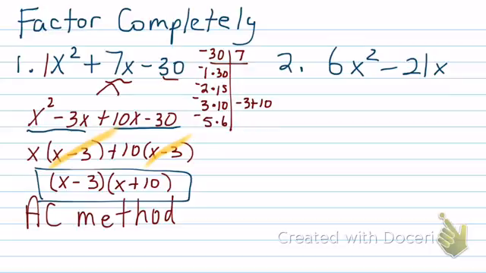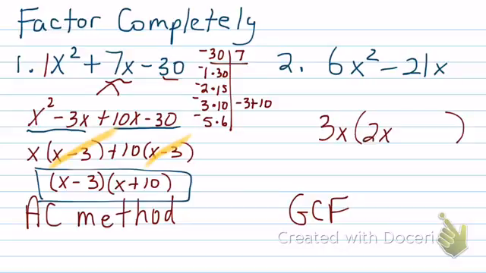Now certainly on number 2 we have a GCF, and again that's the first thing we should always check. So here we have a GCF. It's going to be 3x, and since there are 2 terms here, we know we'll have 2 terms inside parentheses. We need something times 3x that equals 6x squared. That would be 2x. And something times 3x that equals minus 21x. That would be minus 7.